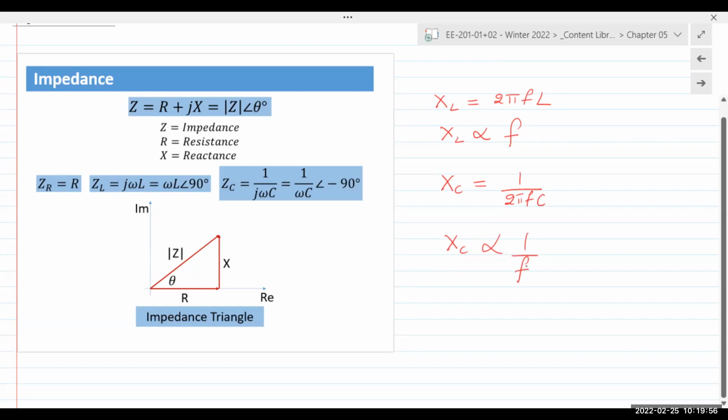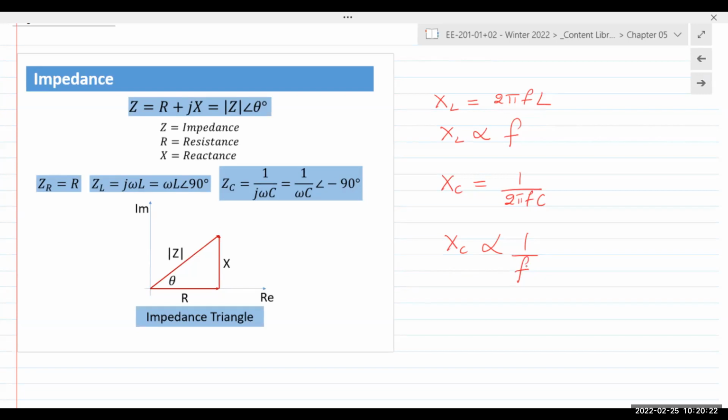You can easily use these equations to describe what you already learned in chapter 3. For DC, F is 0. So for an inductor, if F is 0, opposition is 0, short circuit. For a capacitor, when F is 0, opposition is infinite, open circuit. So for DC, a capacitor behaves like an open circuit, and an inductor behaves like a short circuit.